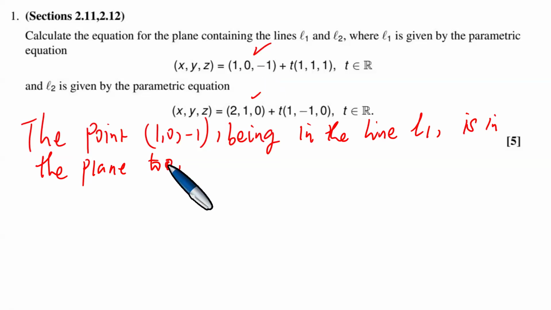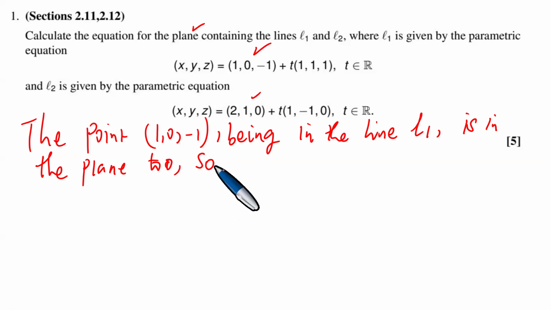How do we know? Because the examiner told us that we need to find the equation of a plane, and this plane whose equation we need to find contains the lines, and if it contains the lines, it also contains the points on both lines. So this point, being in the line, is in the plane too, because the line is contained by the plane.